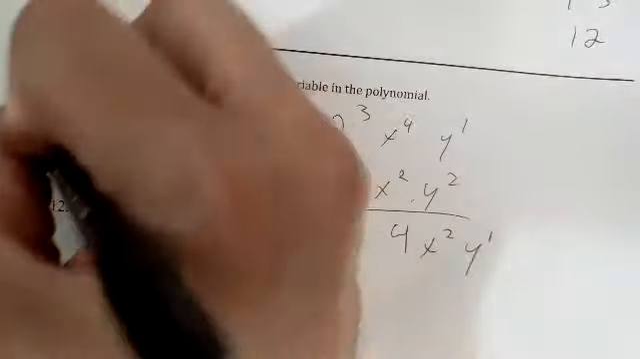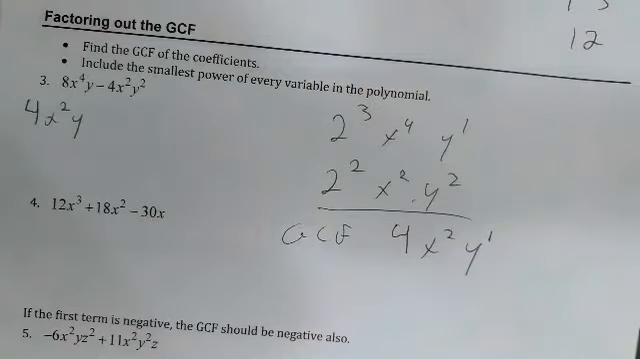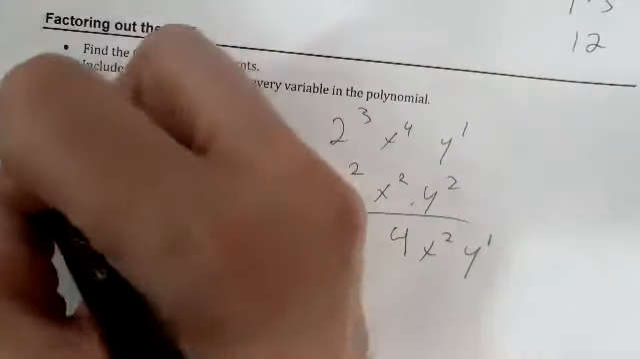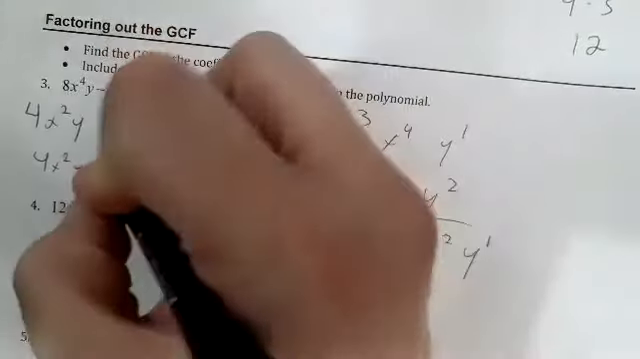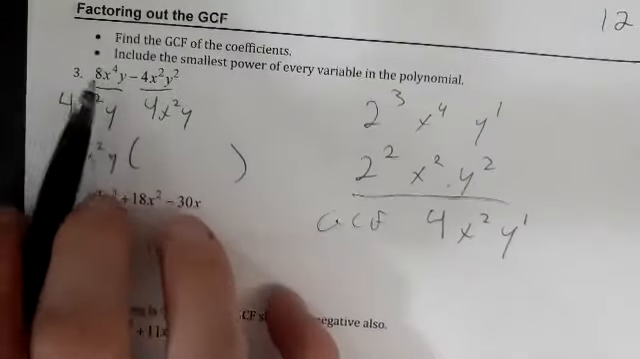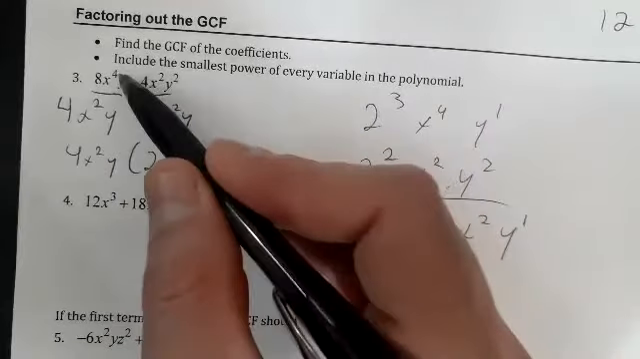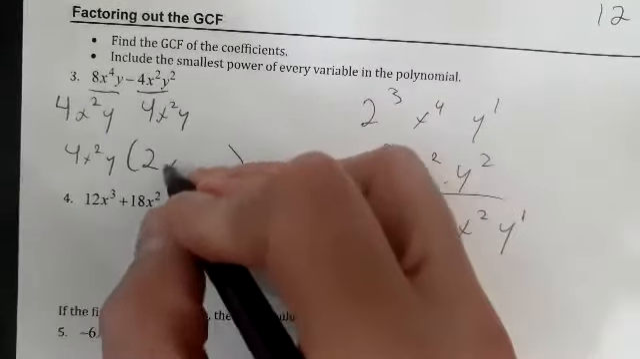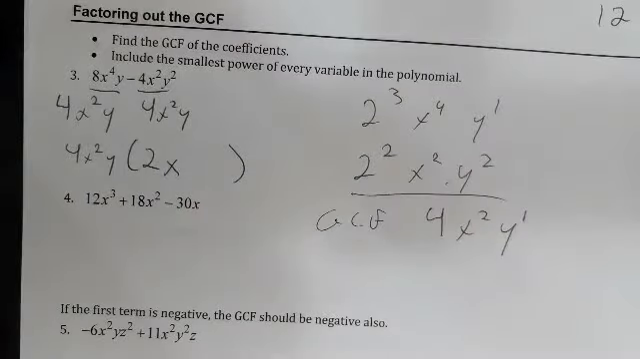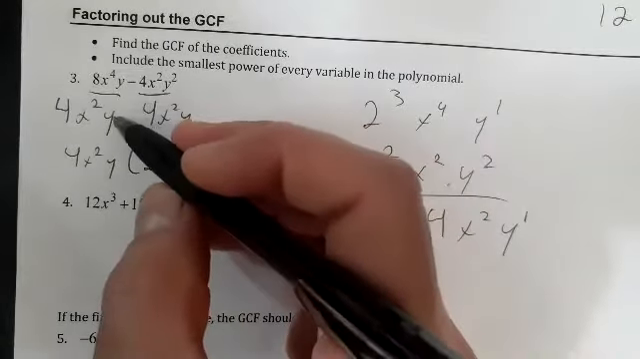So we want to pull out 4x squared y. If I'm pulling this out, you can think about it as I'm kind of dividing each of these terms by 4x squared y. And so the first thing we're doing is dividing 8 by 4, which is going to give me 2. I'm doing x to the fourth over x squared. So this goes back to my exponent rules of 4 minus 2 is going to give me x squared. And I have y to the first over y to the first. That is going to give me no more y's.